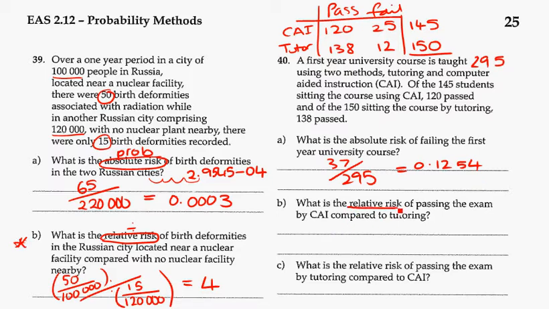Part B, the relative risk of passing the exam by CAI compared to tutoring. So for a relative risk, we need one probability divided by another one. Now we want the risk of passing the exam by CAI, which would be 120 out of 145. And we want to compare that with passing if you use tutoring. The probability of that happening is 138 out of the 150 people that use tutoring. And working out that division, we get 0.899. So 0.9 times less likely to pass if you use CAI rather than tutoring.